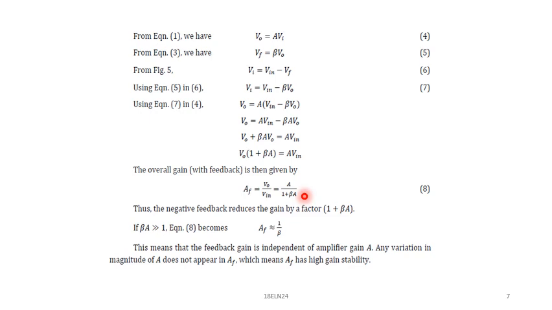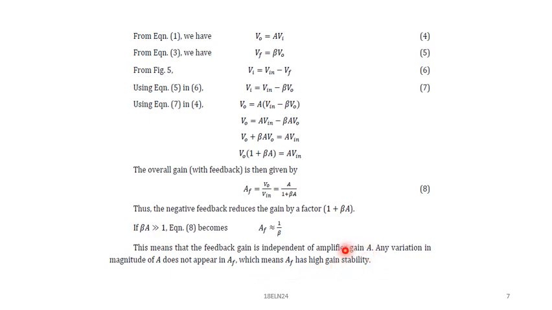From this equation, you can observe that negative feedback reduces the gain by a factor of 1 plus beta into A. And if we assume that beta into A is very much greater than 1, then this equation I can write as AF is equal to 1 by beta, because A divided by beta into A gets cancelled, so we get 1 by beta. This means that the feedback gain is independent of the amplifier gain A, and any variation in the magnitude of A does not appear in AF, which means AF has high gain stability.